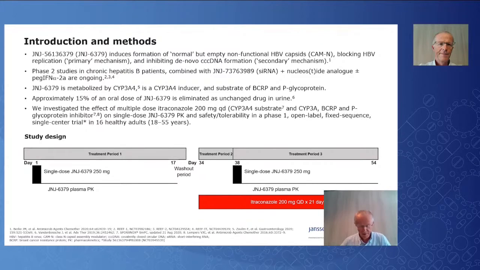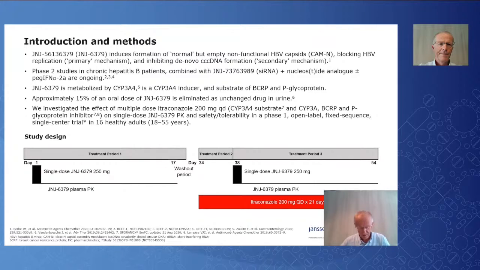6379 is an HBV capsid assembly modulator that induces formation of normal but empty non-functional HBV capsids, CAM-normal, thereby blocking HBV replication. 6379 also inhibits de novo formation of covalently closed circular DNA, a secondary mechanism of action. In ongoing phase 2 studies in chronic hepatitis B patients, 6379 is combined with J&J 3989, a short interfering RNA, a nucleoside analog, as well as PEG interferon alpha.